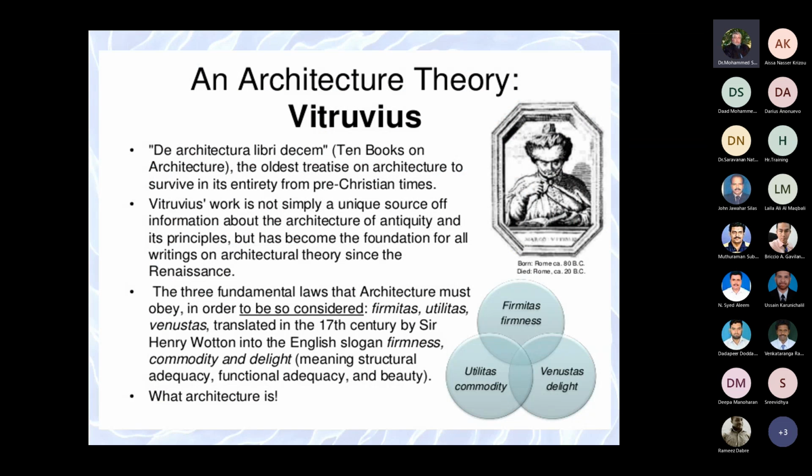And one of the pioneering or key persons involved in this Beaux-Arts was Vitruvius. This person gave us three main points that we must take into consideration when we design architecture or a building. The first, commodity, then delight, the third one, firmness. So these are the three main points that we must take into consideration when we design a building or any design.